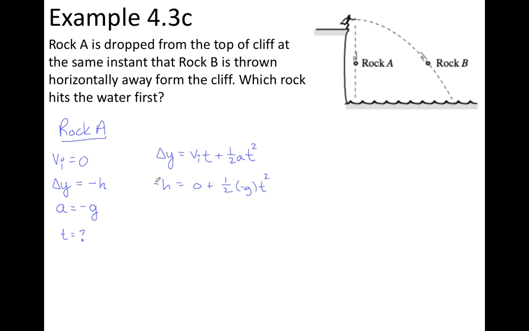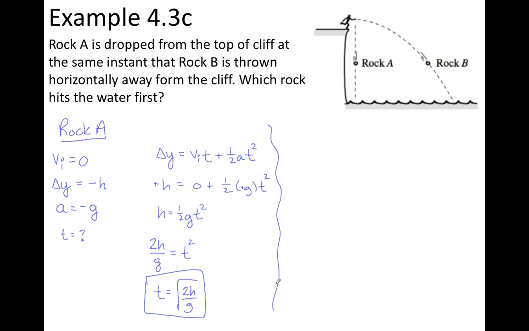Okay. I have a negative sign on each side of the equation. I can now get rid of my negatives, and I get h is equal to 1/2 g t squared. If I multiply both sides by 2, that gets rid of the 1/2. I can divide each side by g. That gets me t squared. And the last step in the algebra would just be to take the square root of both sides. So rock A will reach the ground in a time that's equal to the square root of 2 times the height divided by g. I have an expression for the time that it takes rock A to strike the water.